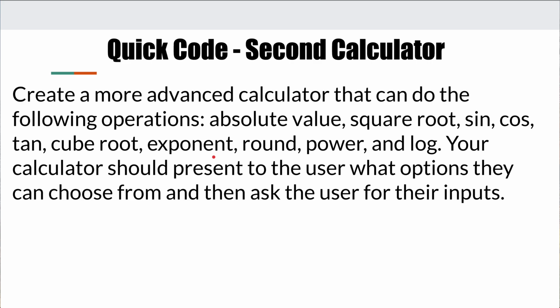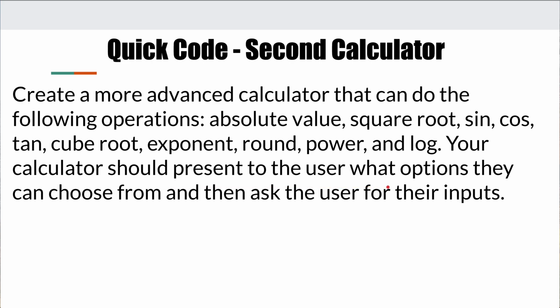Okay. It should have those 9 features, and your calculator should present to the user what options they can choose from, and then ask the user for their inputs after that. Because if you notice, power needs 2 inputs. The rest of those need just 1. Okay. So we need to be able to make sure we can get a different amount of inputs from the user based off of their choice.